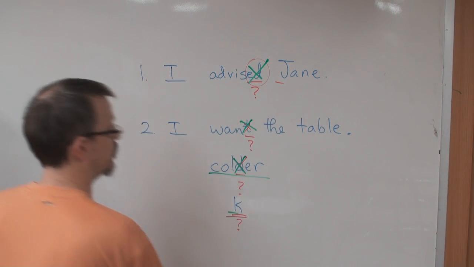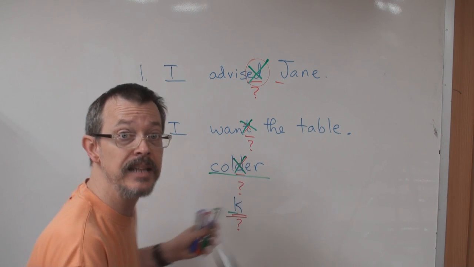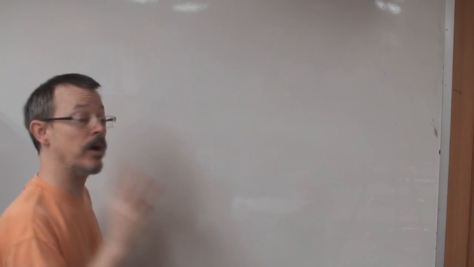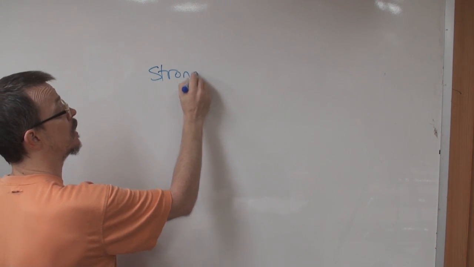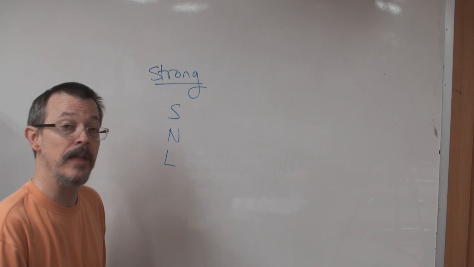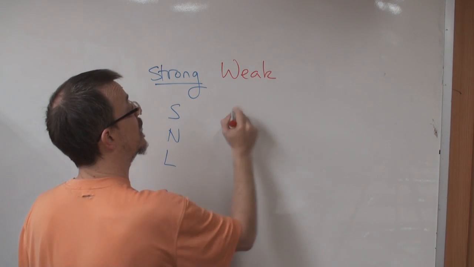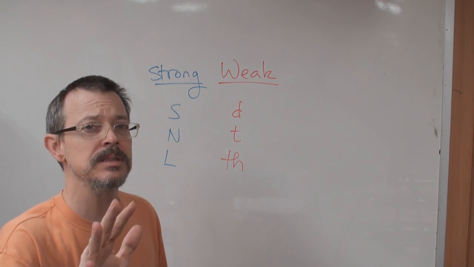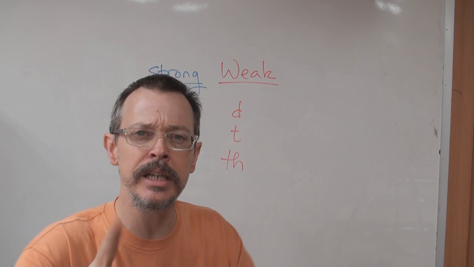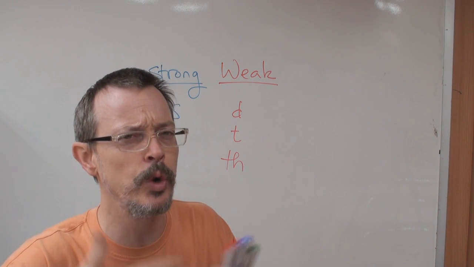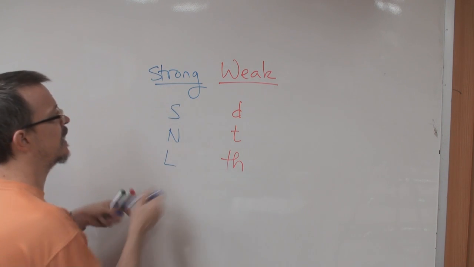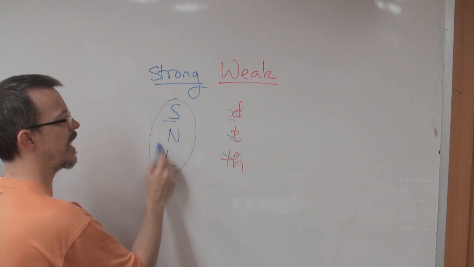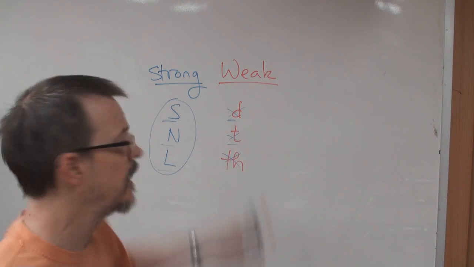Now, let me explain the rule. So we've got a D, T, the D, it's canceled. There's a reason. Let me erase the board. And what I tell my students, in American English, there are three strong sounds. The strong sounds are S, N, and L. And there are three weak sounds. The weak sounds are D, T, and TH. And what this means is many times, not all the time, many times, especially in very common daily used words, these sounds cancel these sounds. So if you have an S next to a D, or an N next to a T, or an L next to a D, you can cancel these sounds.